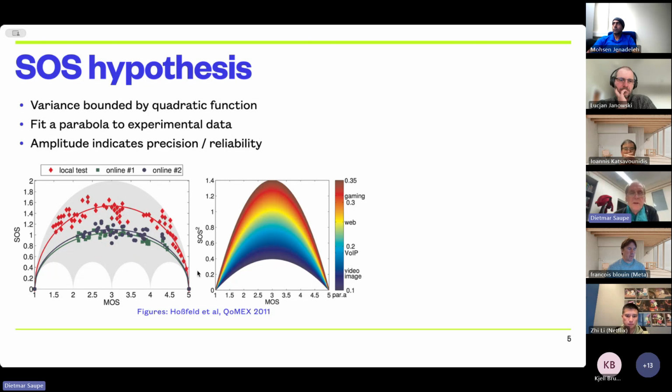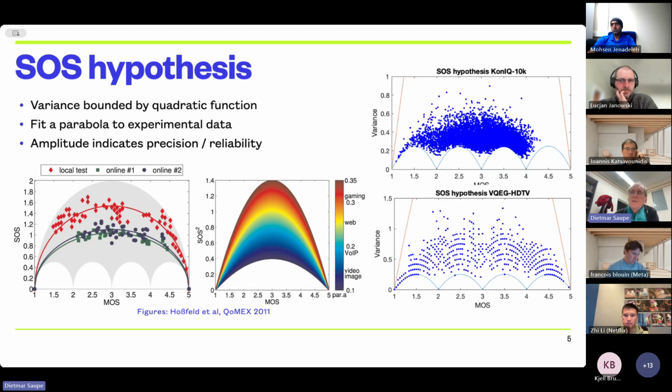And then they proposed, okay, if you look at the variance again here, on this scale you have highly precise or accurate lab studies here at the bottom, and more variable studies here for gaming and web applications that have a larger SOS parameter. That means a larger amplitude of these parabolas here. Okay, so that was that.